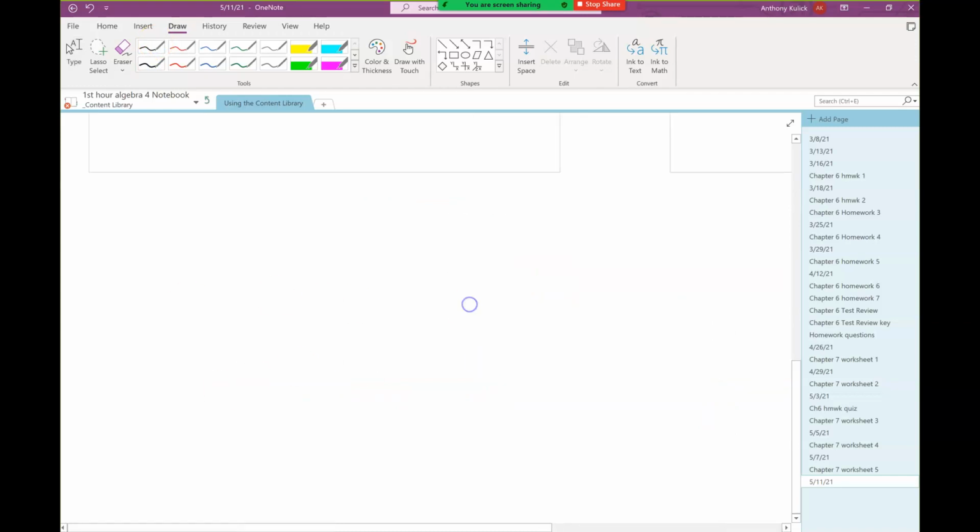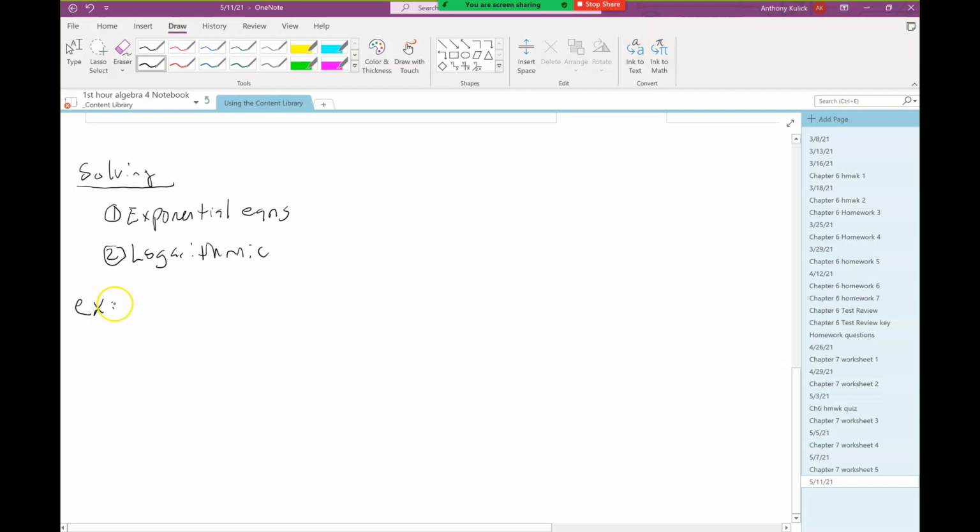Today we're going to be talking about solving equations, and there are two types of equations we're going to worry about trying to solve. We're going to look at exponential, and then we're also going to look at logarithmic. All right. So let's look at some examples here. We'll do exponential first.